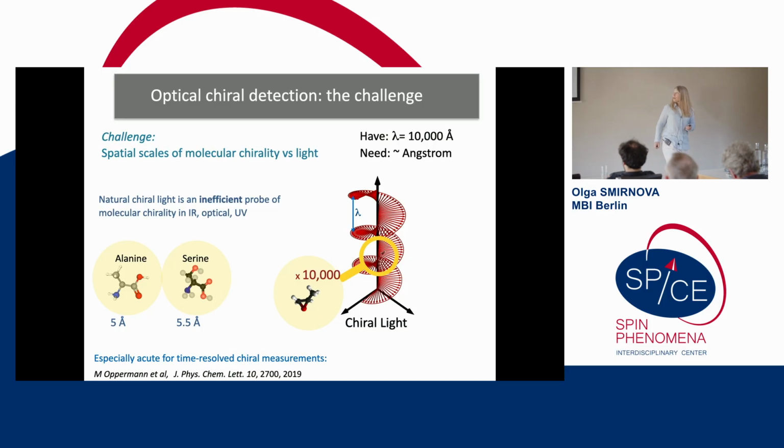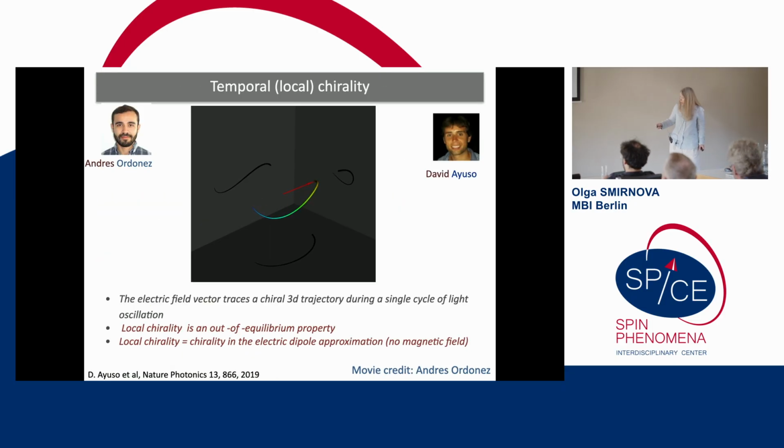Yet I can show you an example of local chirality. What you see here is the electric field vector of the laser light, which draws a chiral Lissajous figure, or chiral trajectory, within a single cycle of evolution. So why is it chiral? Because this trajectory is chiral. Why is it local? Because this vector is hooked to a single point in space.